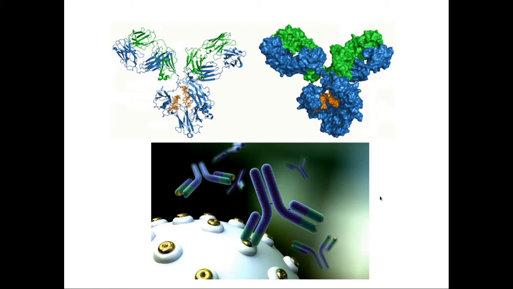And this is another view showing how the antibody interacts with an antigen on the surface of a cell here. So this arm is the bit that undergoes the interactions with the invading cell.